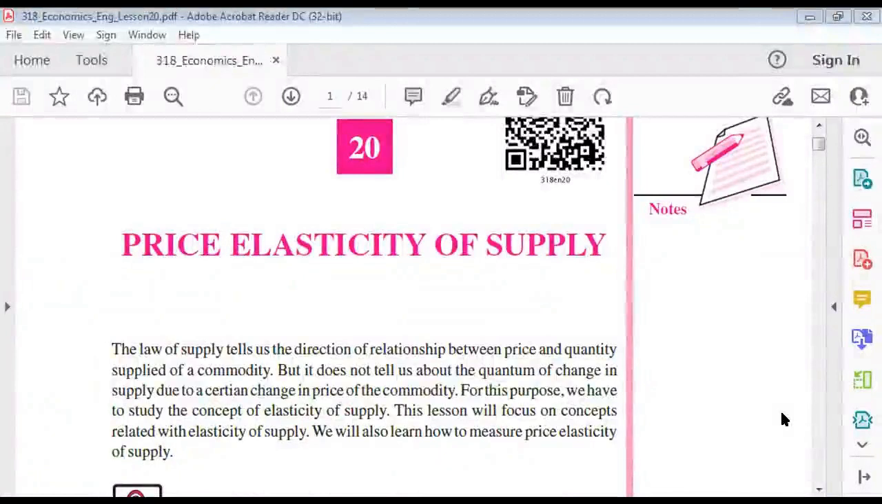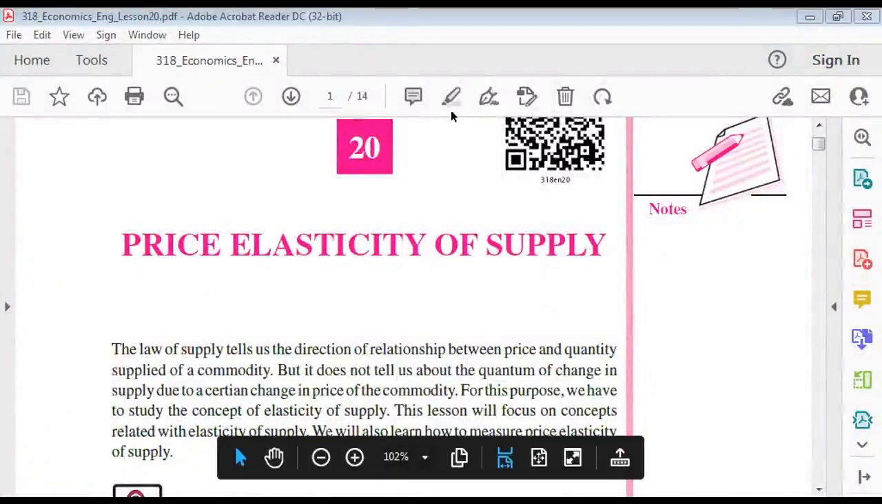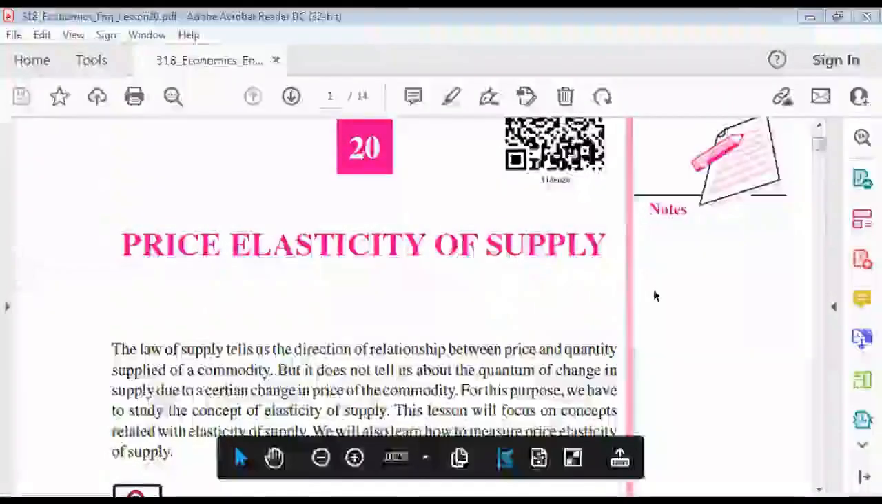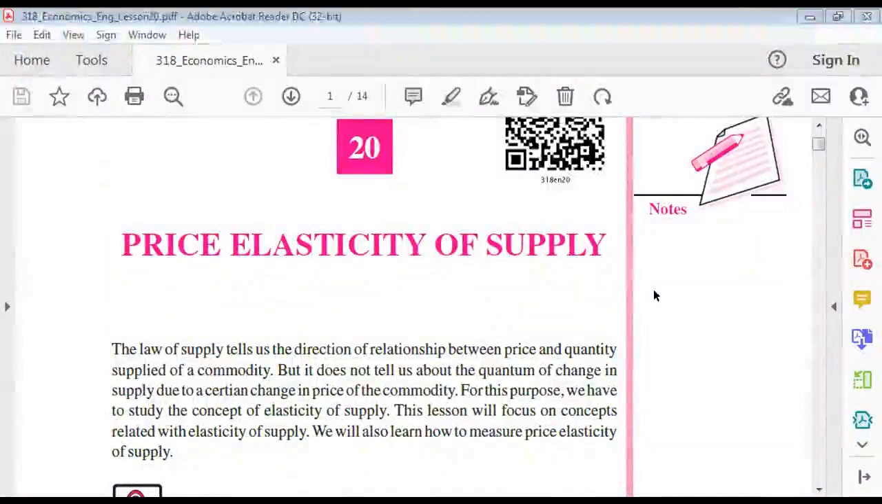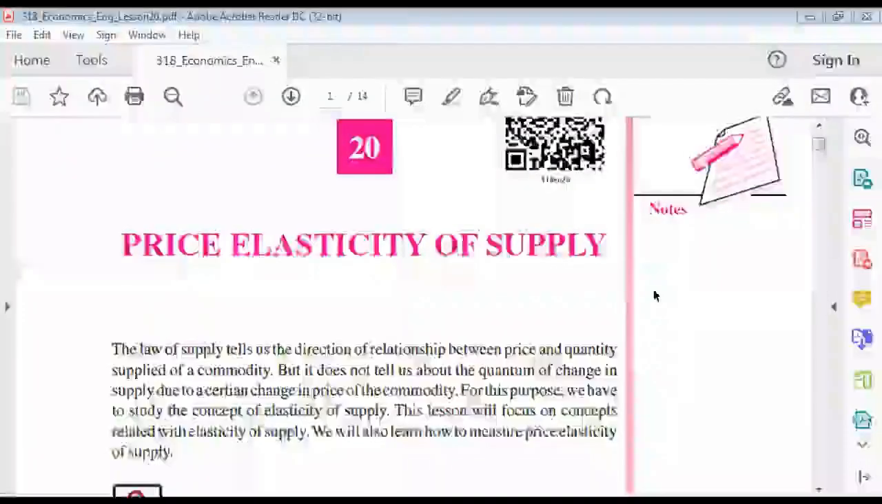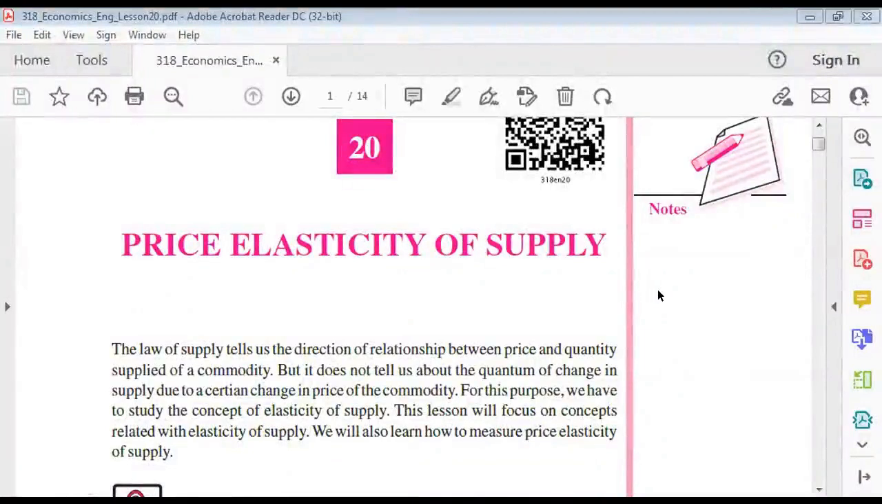So today's topic for discussion is elasticity of supply. As you see here, this is a 14-page document, but that much is not required actually. So whatever portion is required, I'll tell you. I'll be giving you a shorter version of this, a small document of 2-3 pages, maximum 4 pages. So, price elasticity of supply.